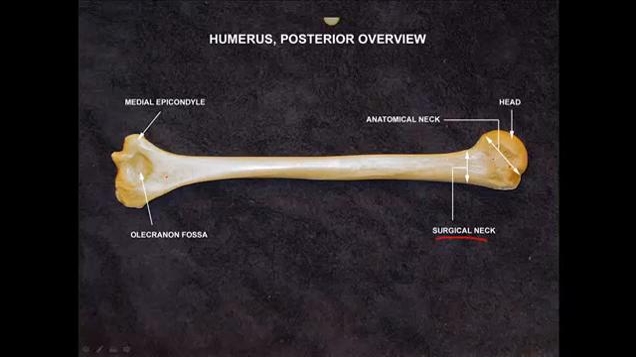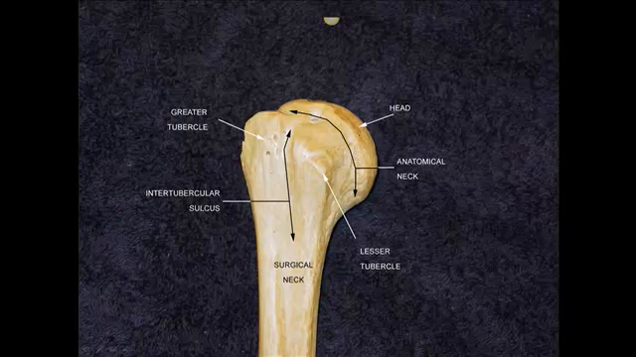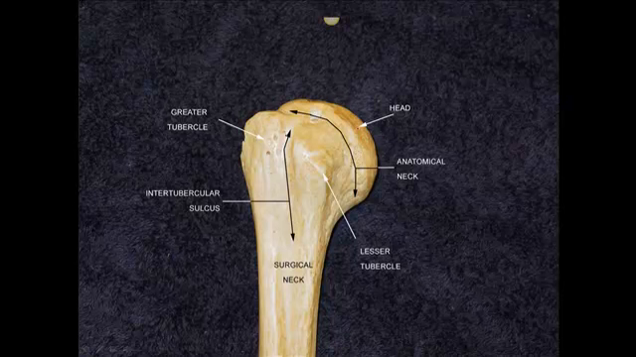So this is the posterior side. This is a fossa here. And when you see the ulna, when your arm is extended, there's a process on the ulna that will go into this fossa. Here's your medial epicondyle once again. So here's a close-up of the head of the humerus. Again, head, anatomical neck, surgical neck right here, lesser tubercle, greater tubercle, and the intertubercular groove.